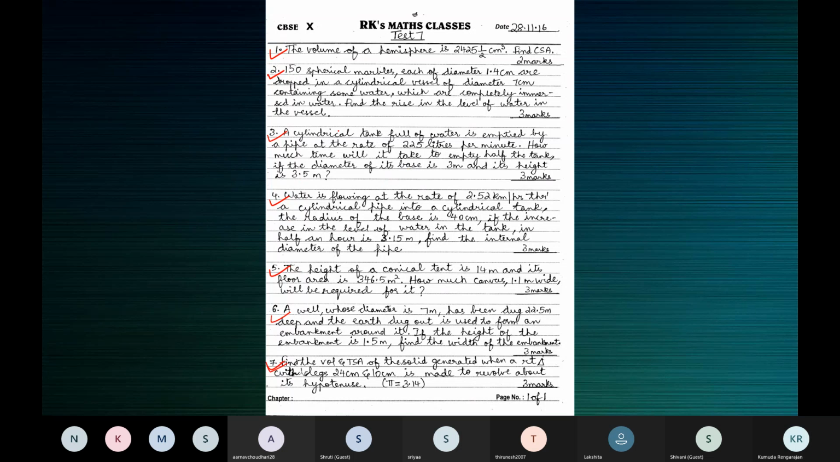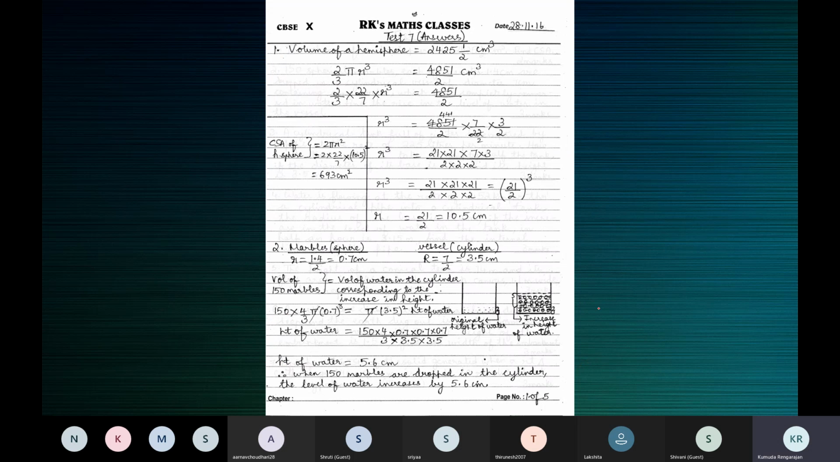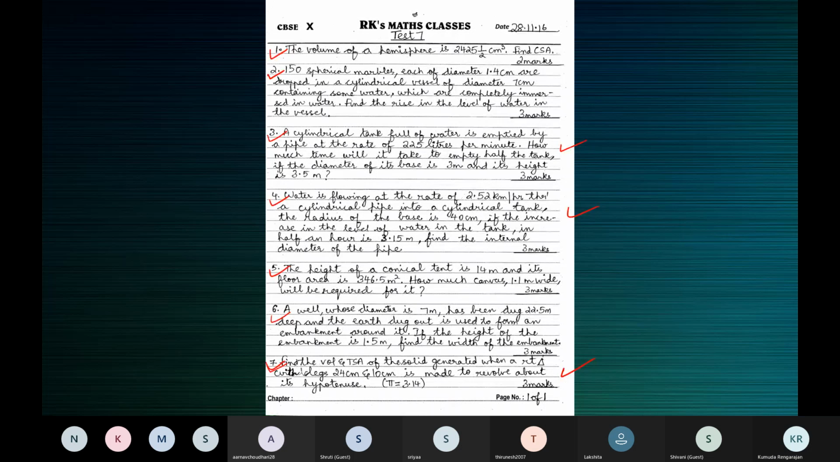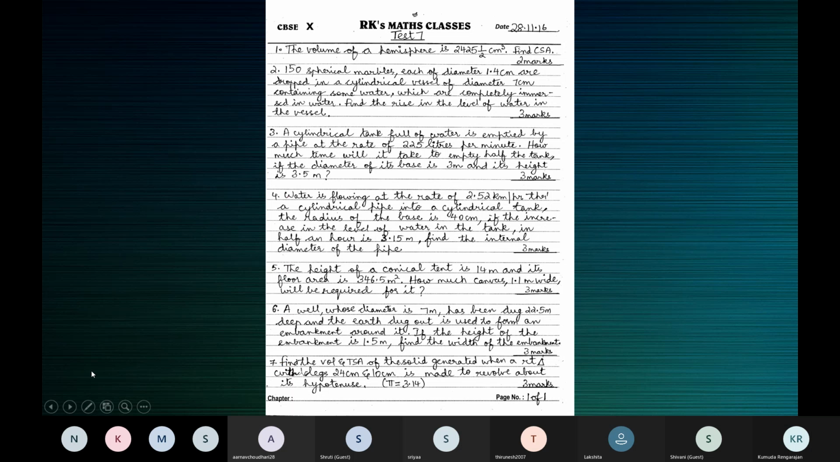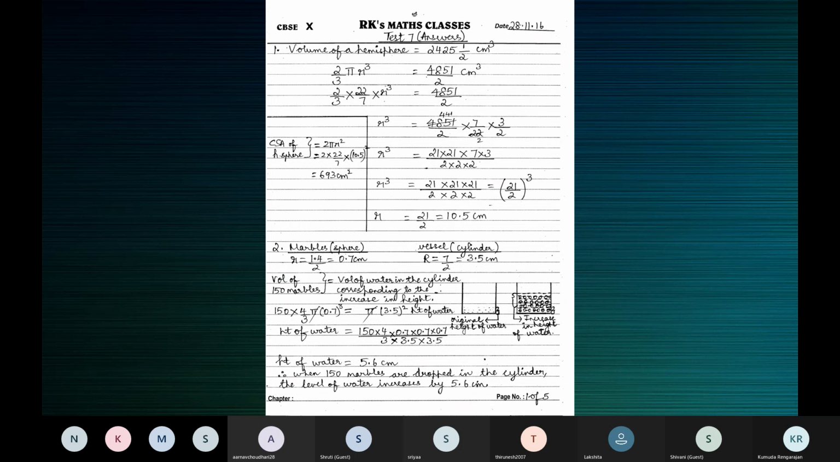We'll discuss 3, 4 and 7 in the next class. And the homework which I gave you yesterday and these 3 sums we will discuss in the next class. Take a screenshot. These are the questions. Yes, take a picture.